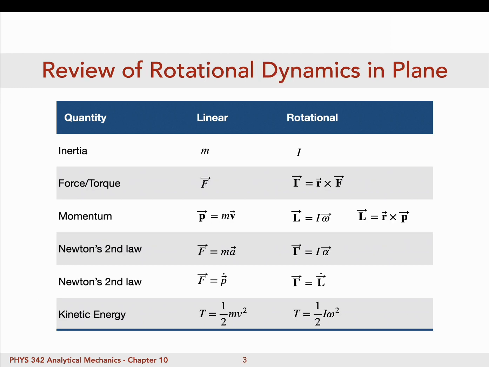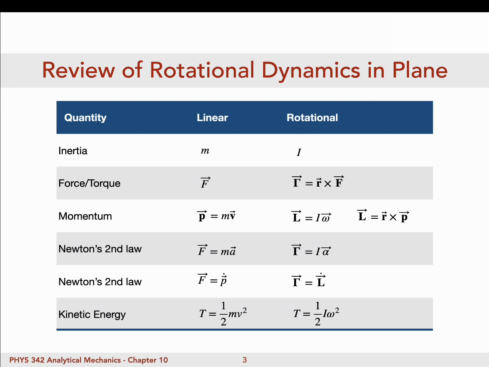You may also recall that when you first learned about rotational dynamics in your first year physics class, a lot of the same equations hold, except that you replace the linear variable with a rotational equivalent. So the linear inertia is simply the mass. The rotational inertia is given by the letter I. We'll talk about this more in this lecture. The force is replaced by the torque, and the torque is the position vector cross the force vector. The momentum is replaced by the angular momentum.